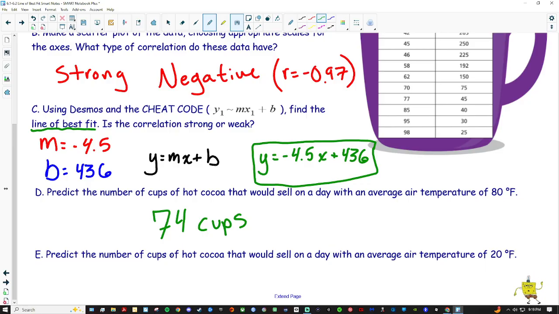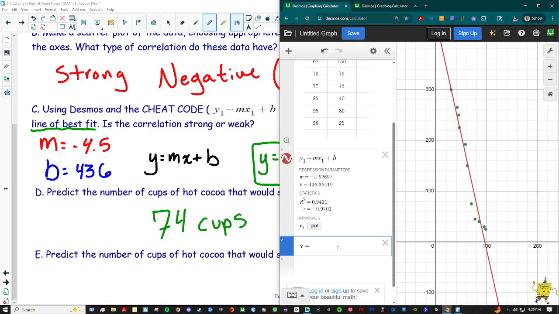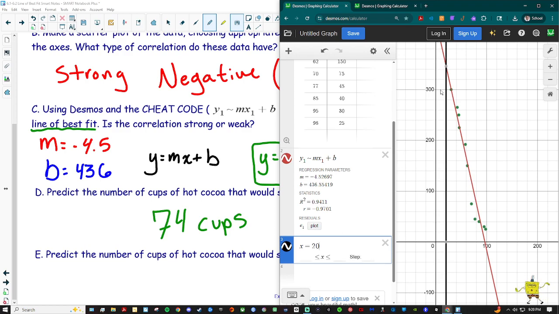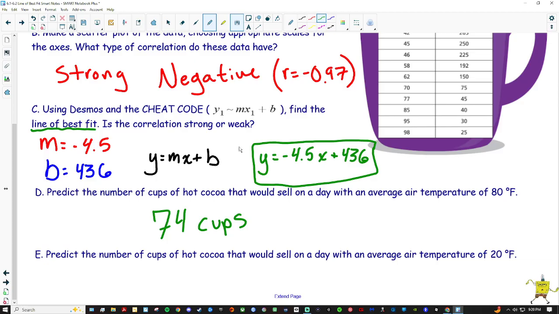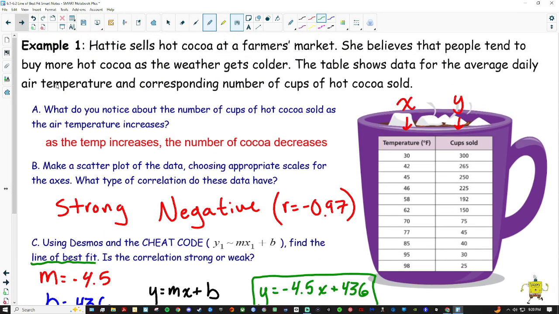And finally, predict the number of cups of hot cocoa that would sell on a day with an average air temp of 20 degrees. So instead of x equals 80, x equals 20. I'm going to see where my lines cross. On a day that's 20 degrees out, we would expect to sell somewhere around 346 cups. Okay, and there is our first example. Let's go ahead and try another one.